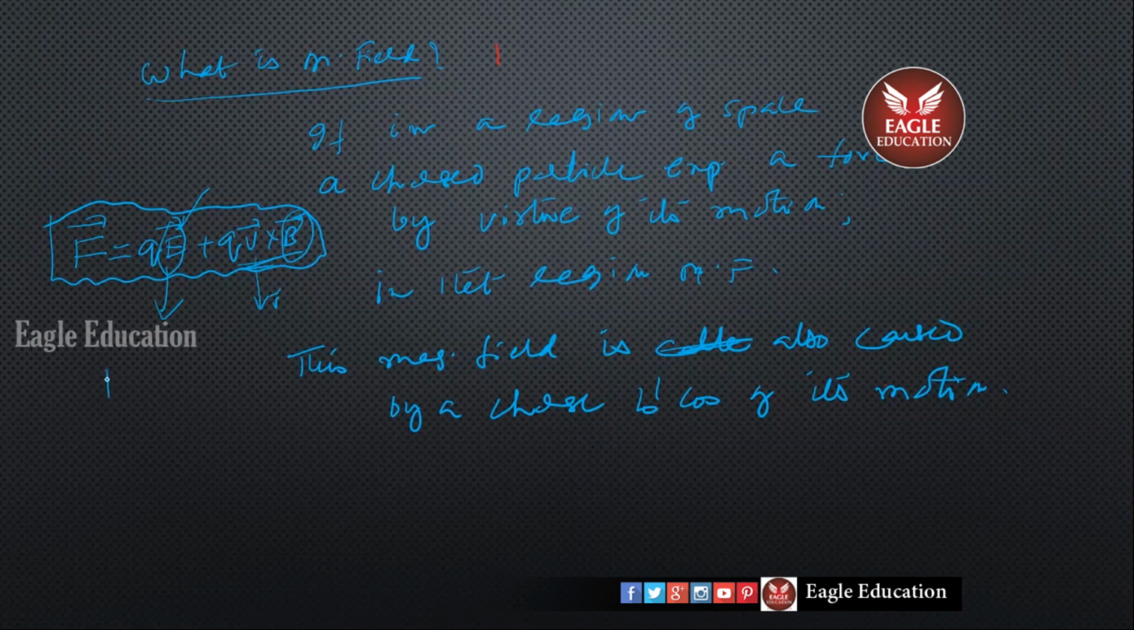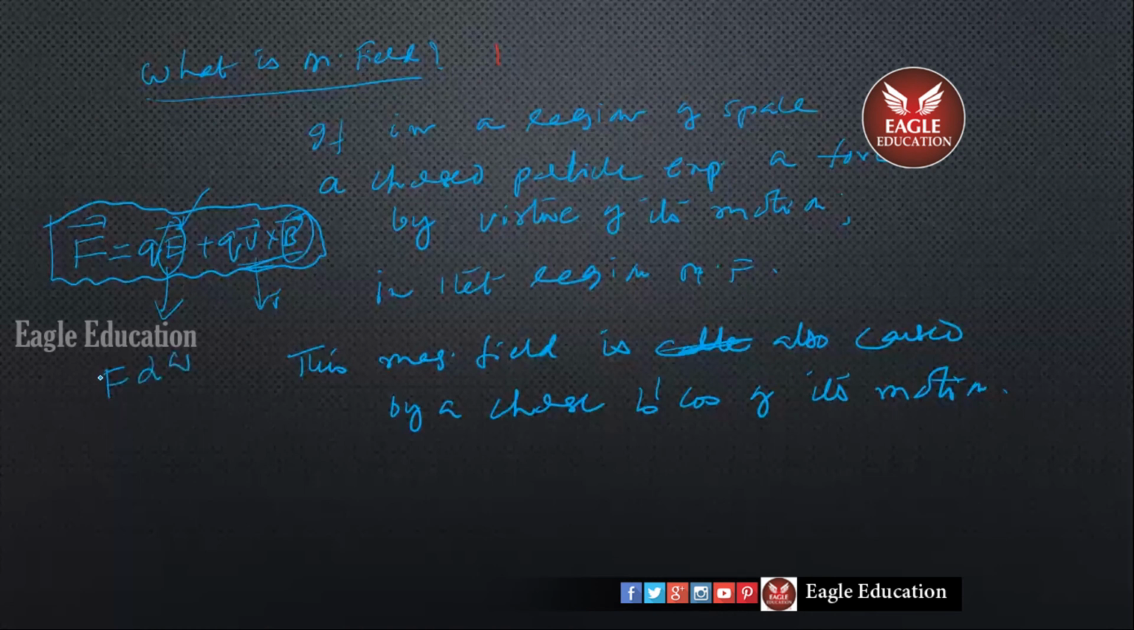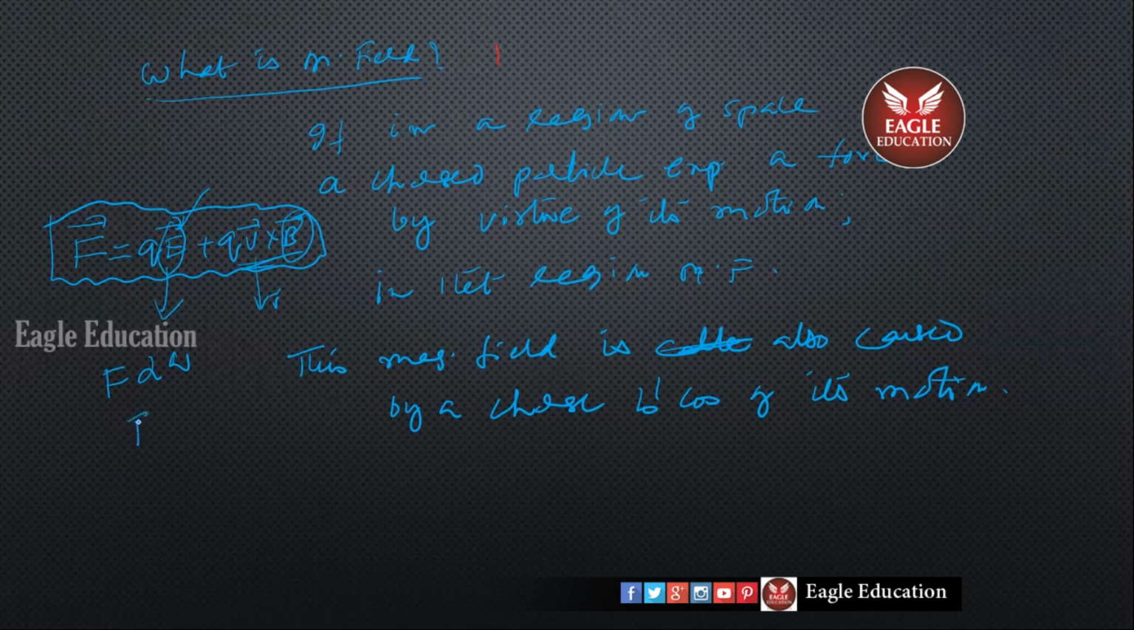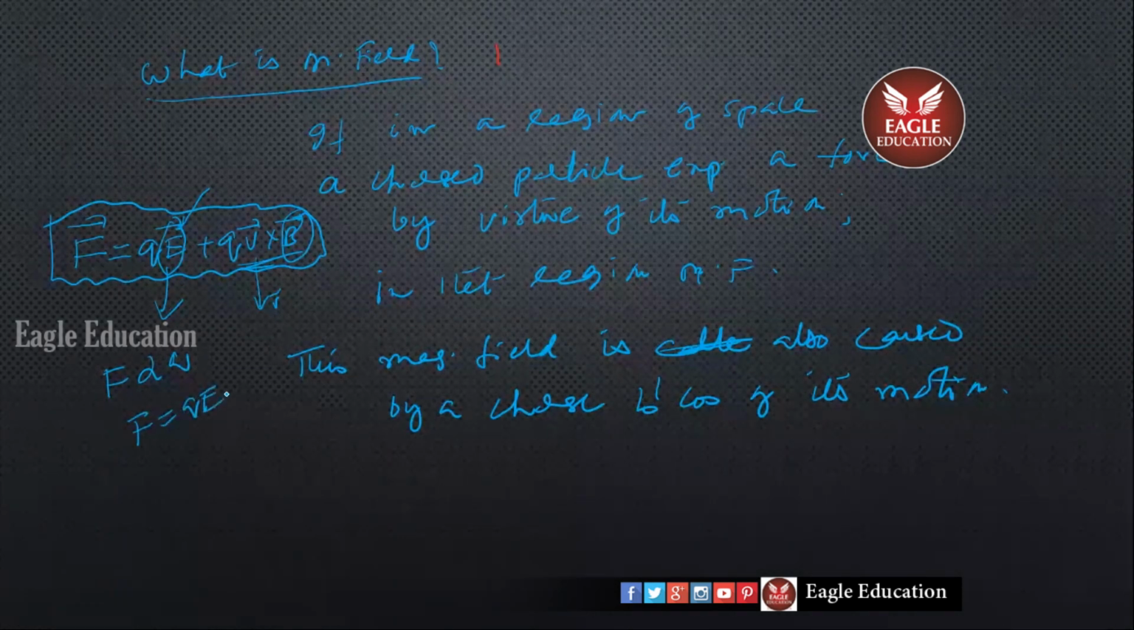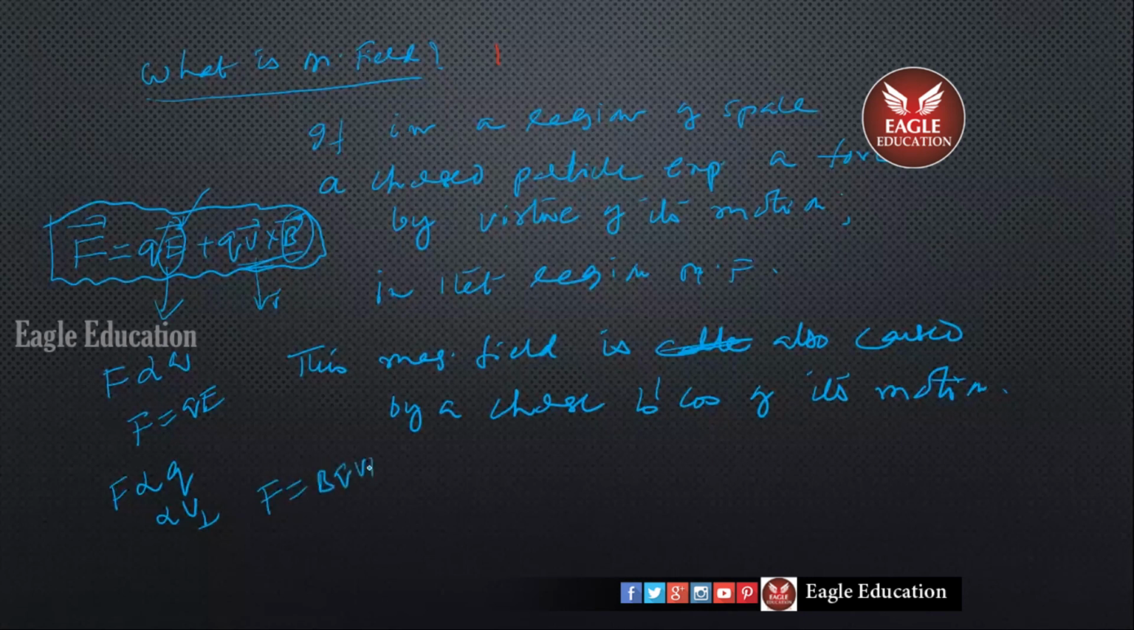One force is proportional to Q, which is stationary. So the proportionality constant is electric field. One force is proportional to Q, and as well some V component, V perpendicular. So that proportionality constant is what we call B, magnetic field.